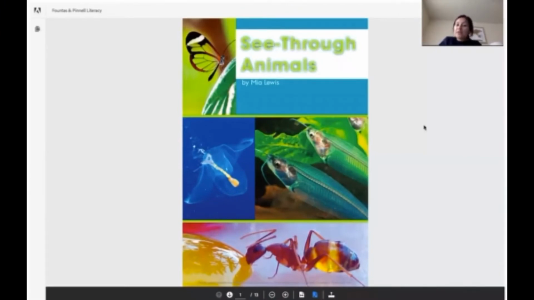Today we are going to read a story together, just like we do at guided reading in the morning. So, our story today is called See Through Animals by Mia Lewis. Please point to the title and read it to me. See Through Animals. What do you notice about all of the animals on this page?